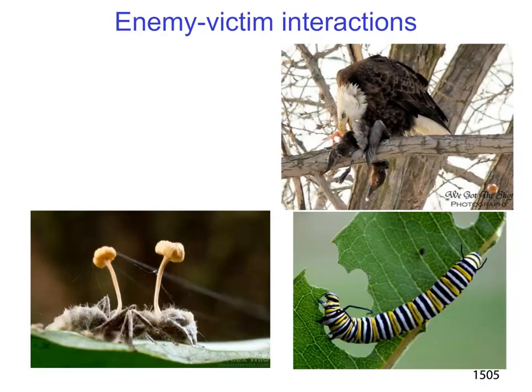Other interactions that critters can have with one another include enemy-victim interactions. Clockwise from the top, you've got predation, where an eagle is eating a canvasback duck. You have herbivory down below, where the monarch caterpillar is eating a leaf. And then you have parasitism, like the cordyceps fungus parasitizing an ant. The whole idea in this situation is there's a consumer, which is known as the enemy, and something that is being consumed, the victim. Write all this down.